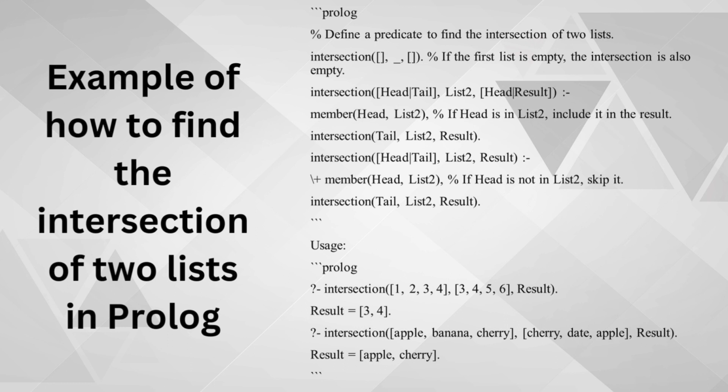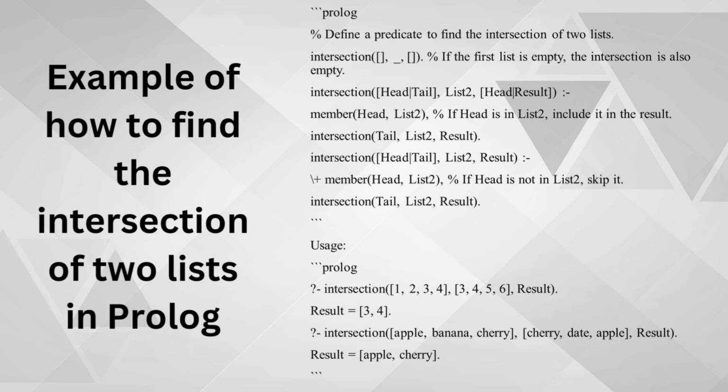So, intersection of tail, list 2, and result. Then intersection of head and tail, list 2, result, which implies not member of head in list 2. That means if head is not in list 2, skip it. Then intersection of tail, list 2, and result.